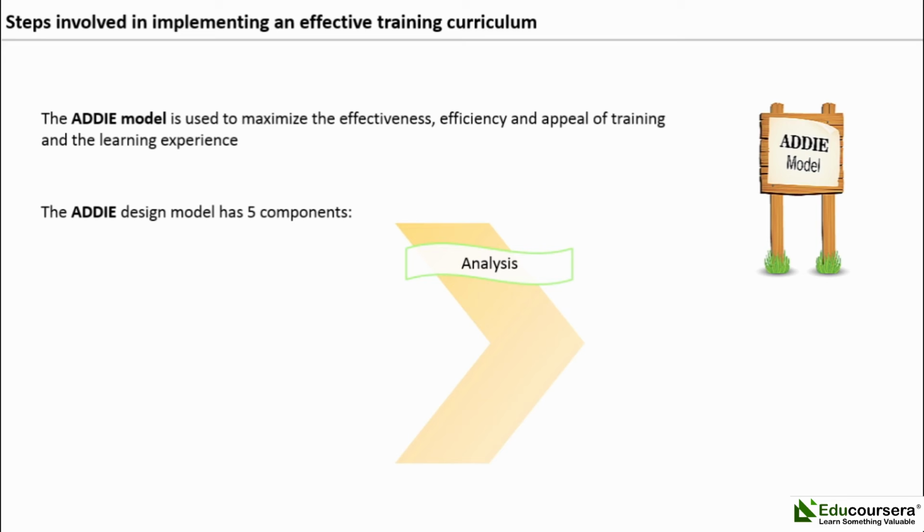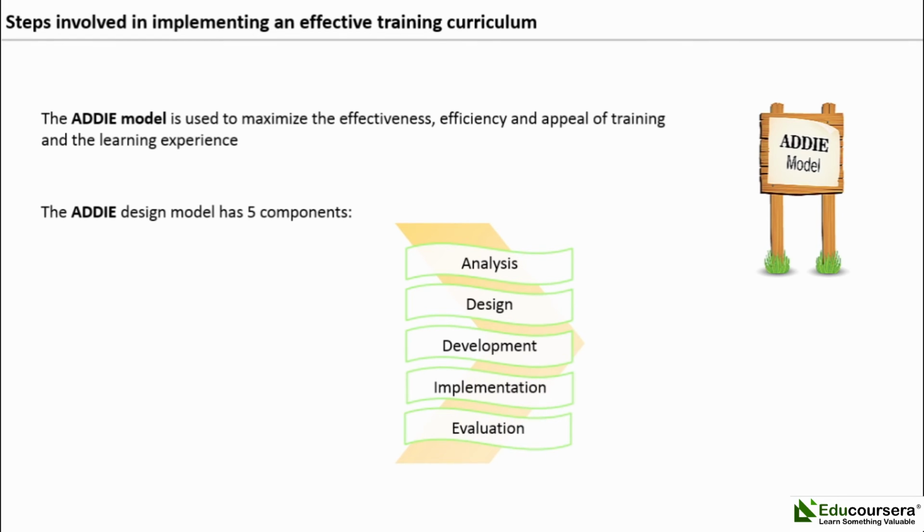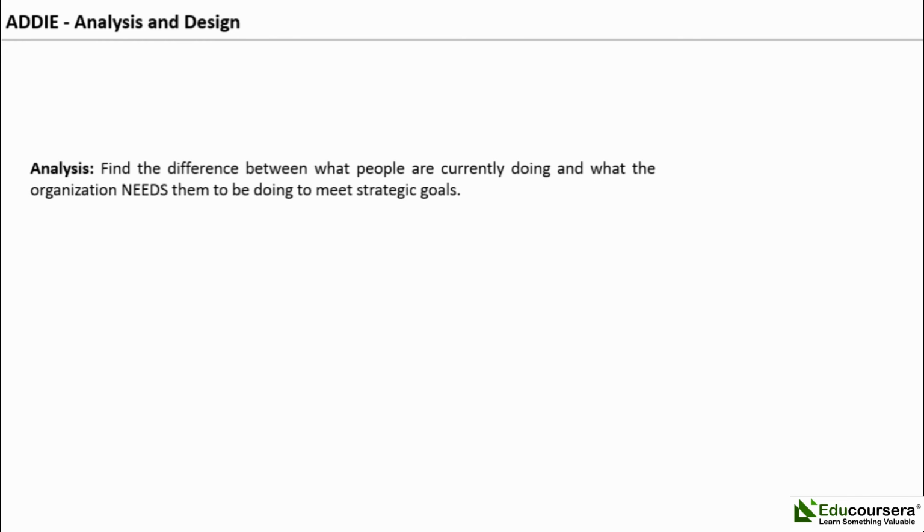Analysis, design, development, implementation, evaluation. Analysis. This entails finding the difference between what people are currently doing and what the organization needs them to be doing to meet strategic goals. The analysis phase is the most important phase in the ADDIE model. During this phase, we define and develop as clear of an understanding of the audience's needs and constraints, existing knowledge, skills, and the desired outcome of the training as we can.